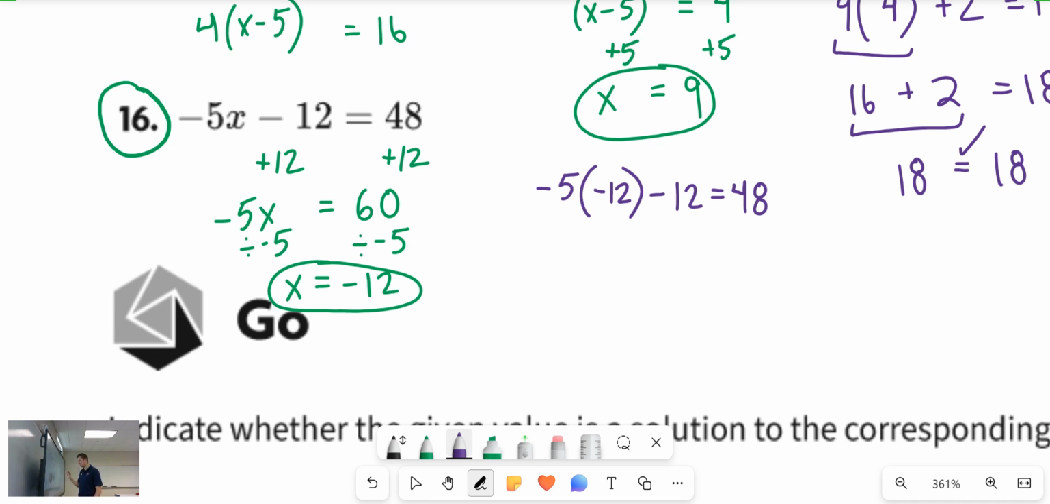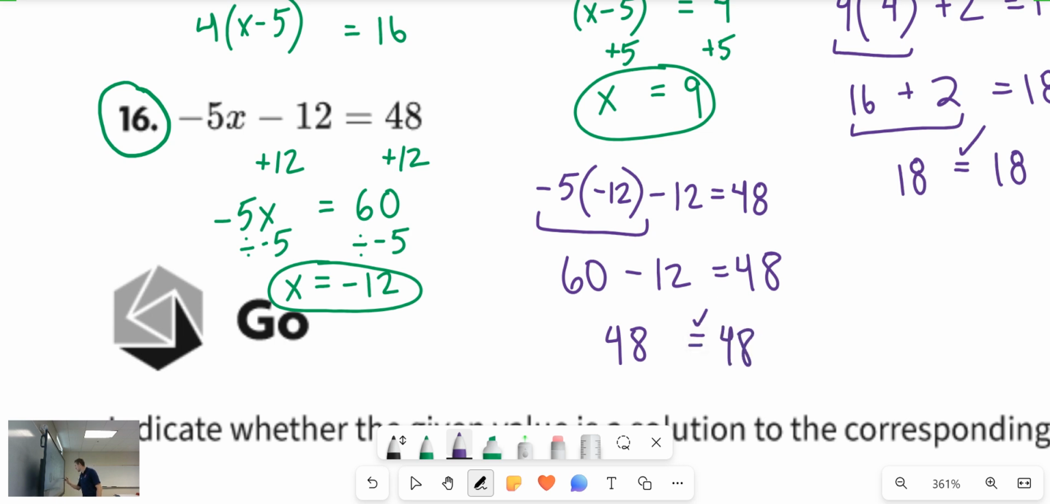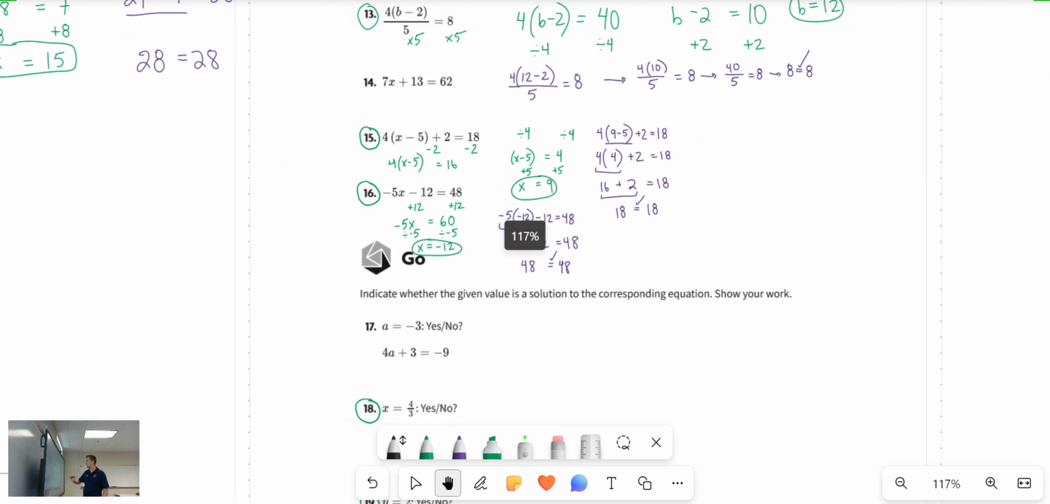Well, two negatives multiplied together is a positive. 5 times 12 is 60, so we're going to have positive 60, right? When we do this portion, we're going to have positive 60 minus 12 equals 48. And then the last step is, what is 60 minus 12? It is 48. So 48 equals 48, and that checks. All right, so x does equal negative 12 because that checked. It worked. All right.